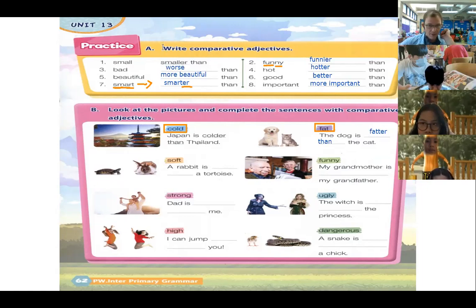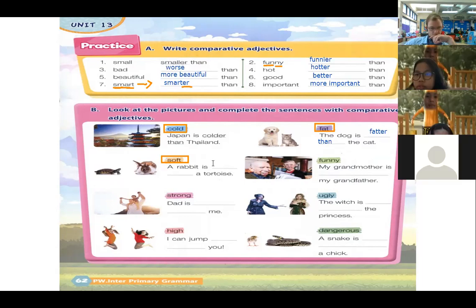Excellent. What about the next one over here? Soft. The rabbit is a tortoise. Softer than. How do you spell softer? Softer. Excellent. Softer than a tortoise. We would hope so, because the tortoise has a very hard shell and the rabbit is so soft and cuddly.